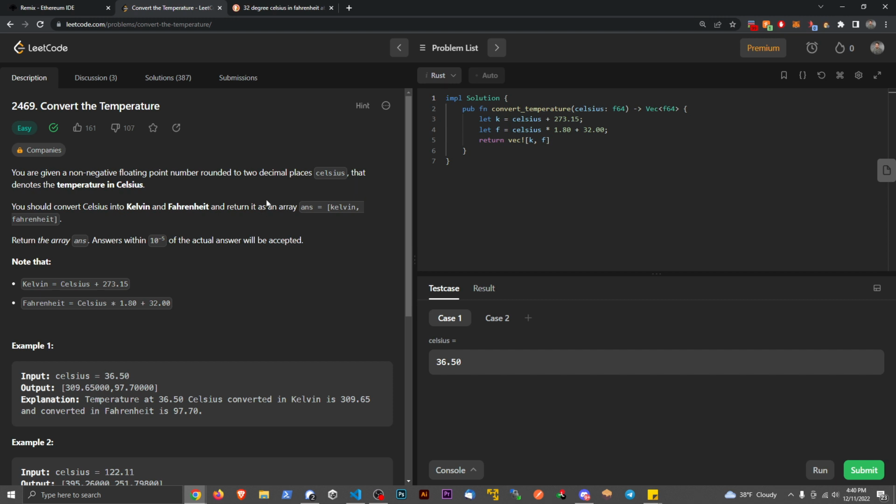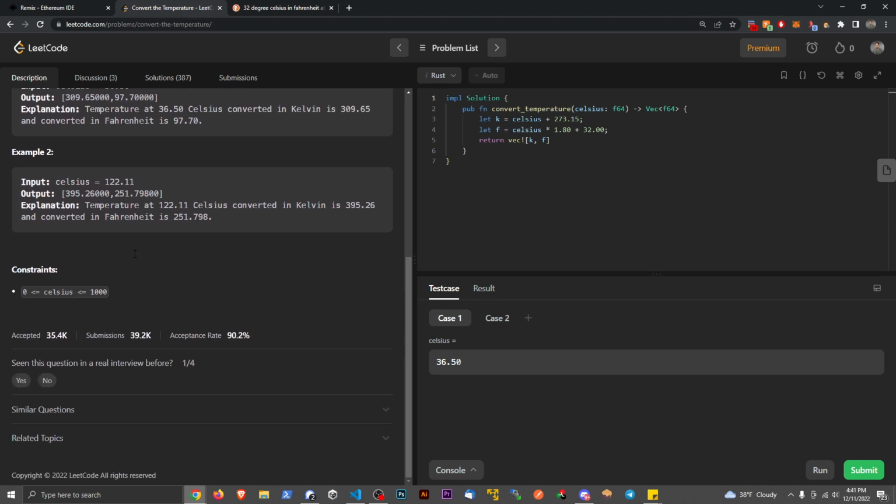So pretty simple situation from here. We're given a temperature in Celsius, and that is coming in as a float, right? It's coming in as a decimal point here, and we're going to convert that into Kelvin and Fahrenheit, and then return both those answers in an answers array, Kelvin and then Fahrenheit.